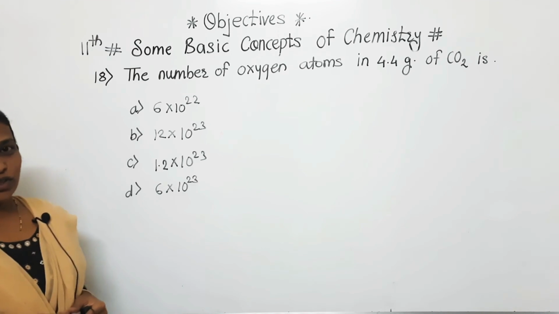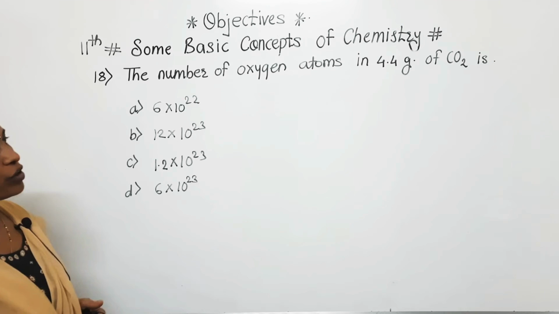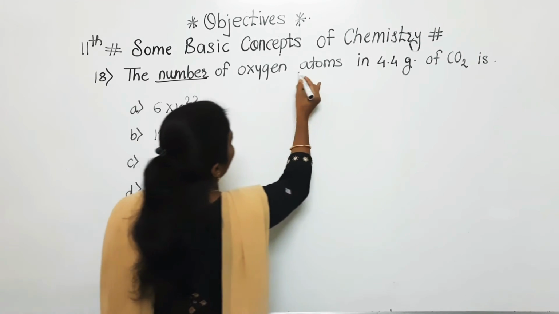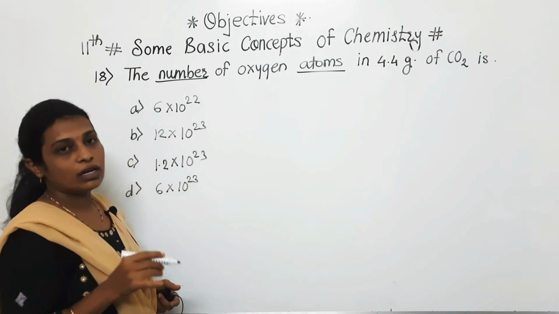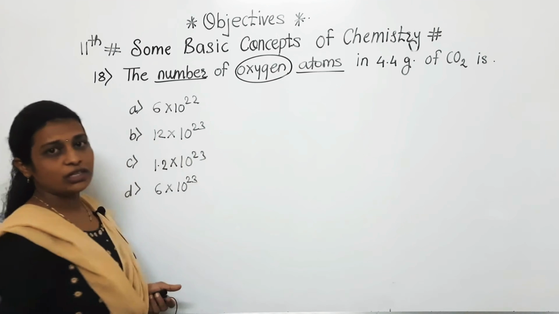This is the last objective. What is that? Again see here. The number of oxygen atoms in 4.4 gram of CO2 is. Okay. So here we have to find out the number of atoms, but not all number of atoms. Here we have to find out the total number of oxygen atoms.